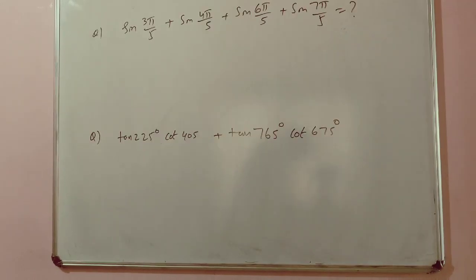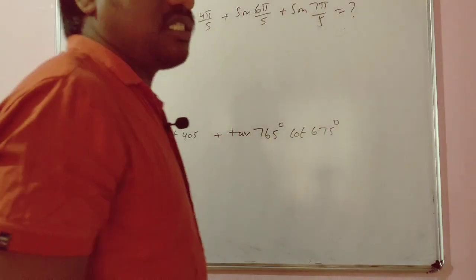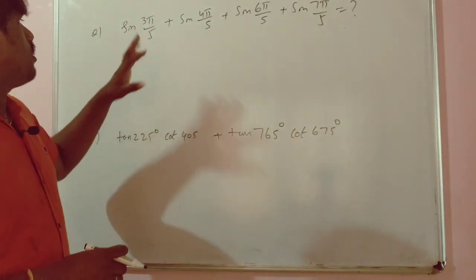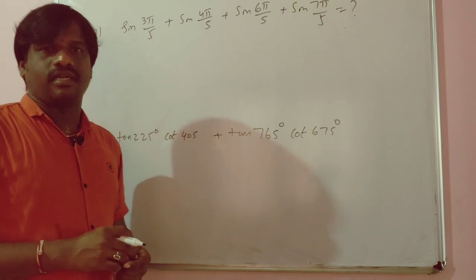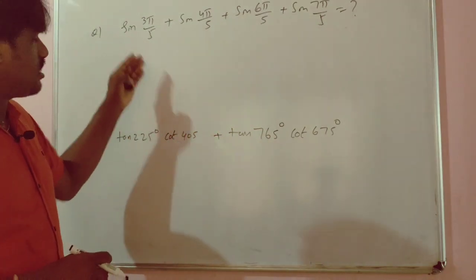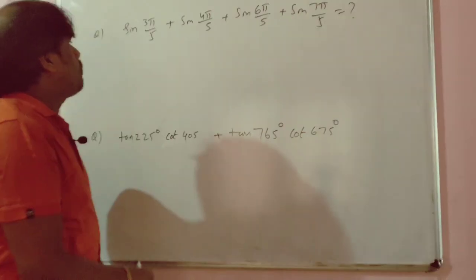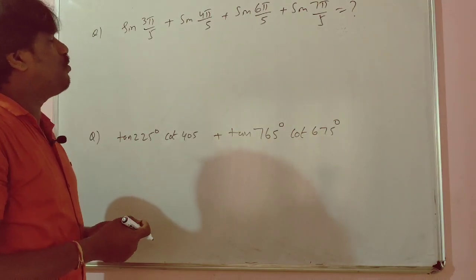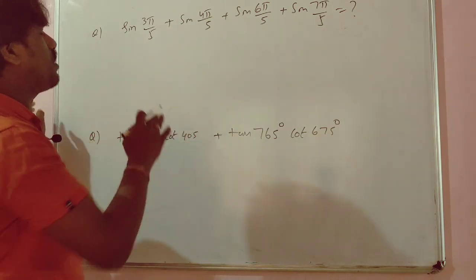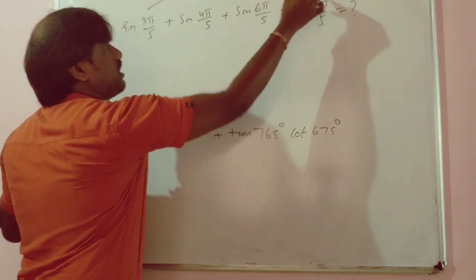So dear students, now we are going to end today's session. Here we have taken a lot of time, so tomorrow we will do more problems and solve more questions. Today let's see the last two questions. Sin 3 pi by 5 plus sin 4 pi by 5 plus sin 6 pi by 5 plus sin 7 pi by 5. Just look at that, what you can see here.